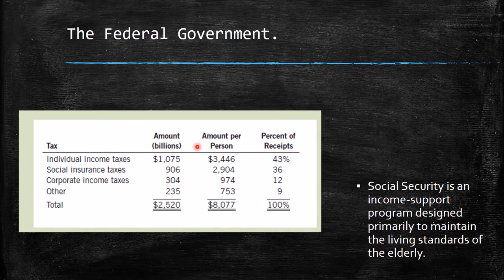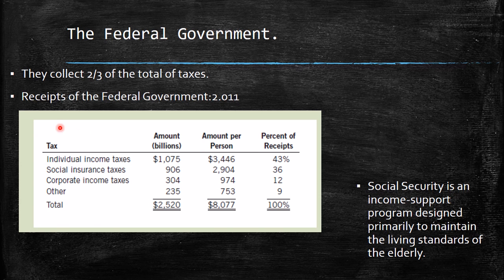Here we have, remember, the federal government, which is the blue part, the highest representative of the total government revenue. Actually, the federal government collects 2/3 of the total taxes. Here we have the receipts of the federal government for one particular year, 2011. This value is 2,520 billion, to which you need to add 9 zeros, and this is the quantity of dollars.